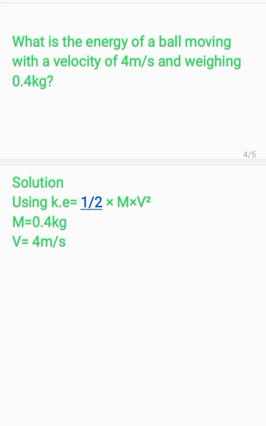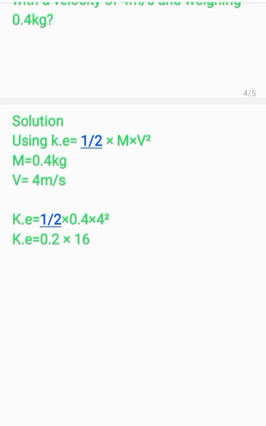Plugging all our values into the formula, we have that the kinetic energy KE is equal to half times 0.4 times 4 squared, and half of 0.4 is 0.2. Therefore, KE is 0.2 times 16. And finally, our answer, KE is equal to 3.2 joules. Now, let us look at another question.